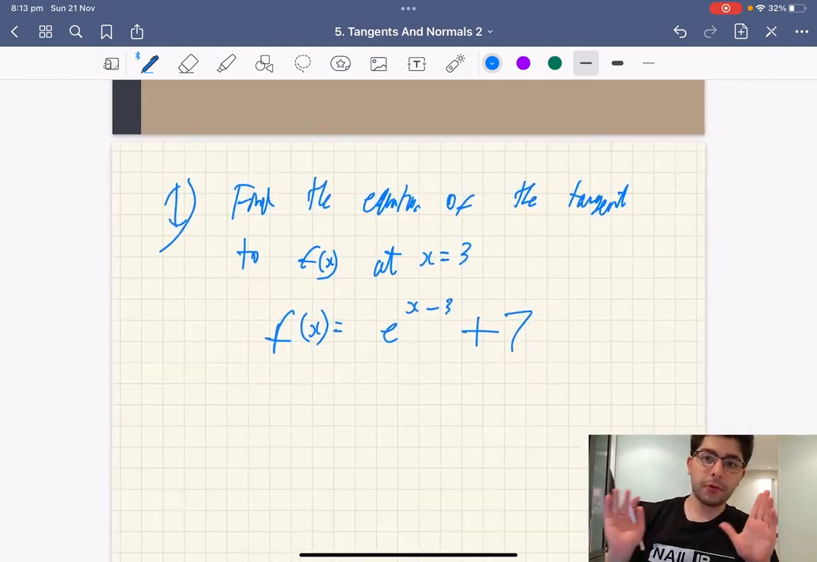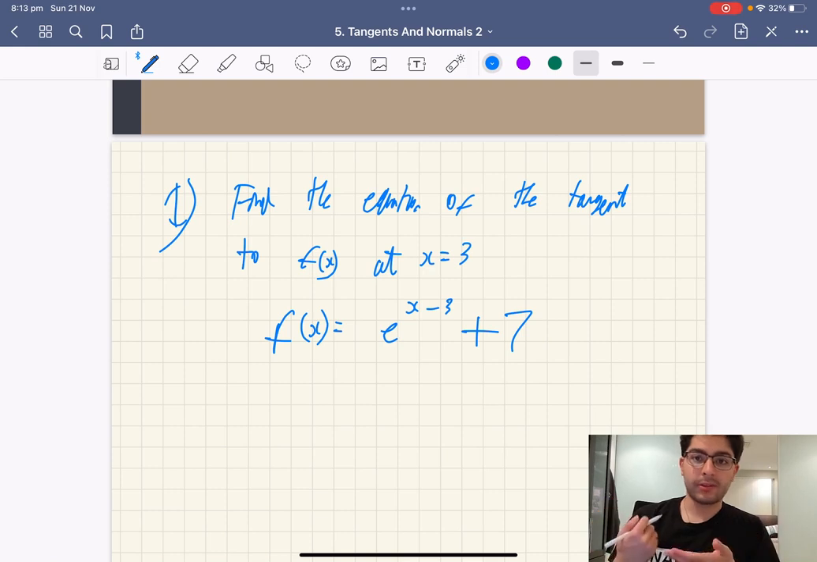Now, for you SL people watching this, you're probably going to go, hang on, how am I supposed to derive this to find the gradient? And that's intentional. I'm making it something that is very difficult to derive. For SL, you don't need to derive it. For HL, I believe you do, but we'll cover that in a later video. But for now, I'm just showing how you can find the equation of a tangent through the calculator.